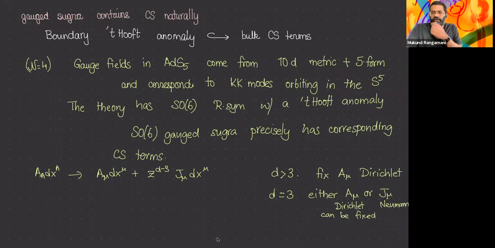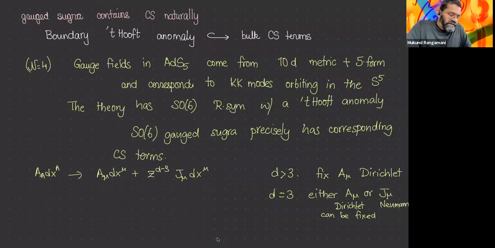I can give you an easy piece of intuition of why that's the case. D equals 3 means 4-dimensional AdS. AdS is a conformal manifold. It's conformally flat. Maxwell theory in 4 dimensions is classically scale invariant. It's a free theory. It's a Gaussian theory. There's no scale. The coupling constant is dimensionless.